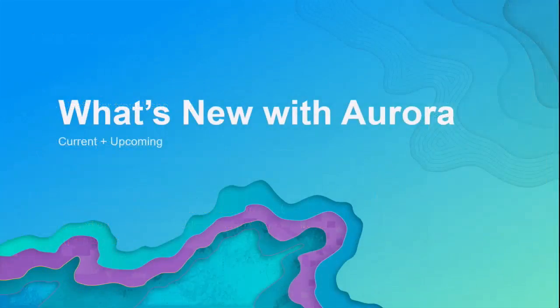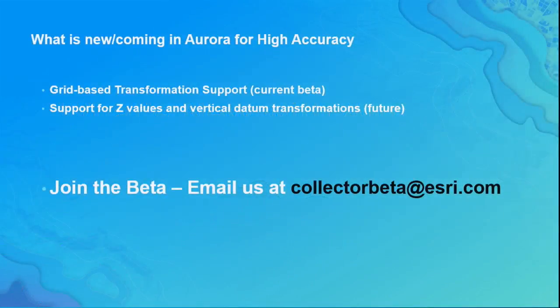We went through metadata. Okay, now, what's new with Aurora? I didn't want to demonstrate Aurora because it wasn't fully baked in, but who is already in the beta? All right. So current and upcoming. This is specific to high accuracy. Obviously, there's a lot of good things in this, but we support grid-based transformations in Aurora. We don't in the current version. So if grid-based transformations are what you want to use, we do support that.